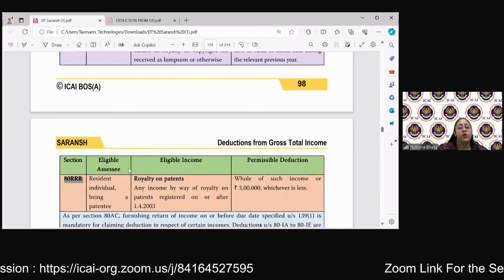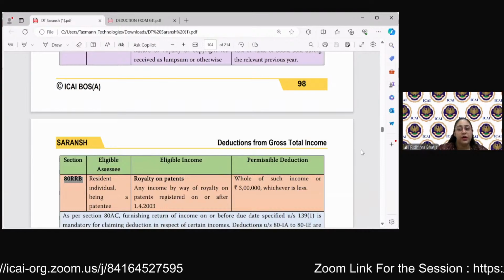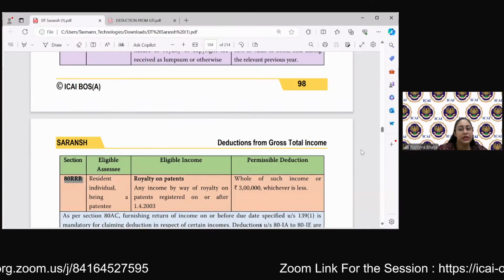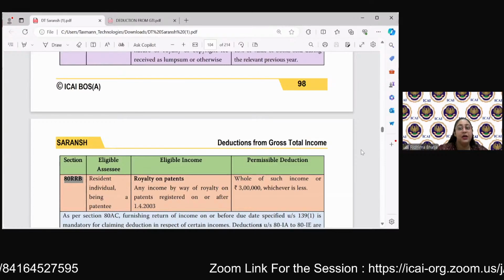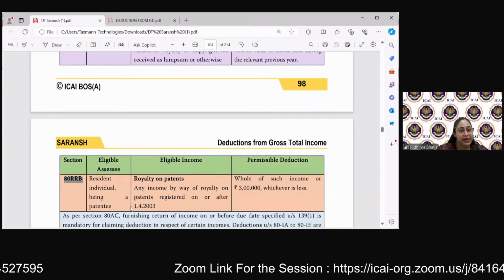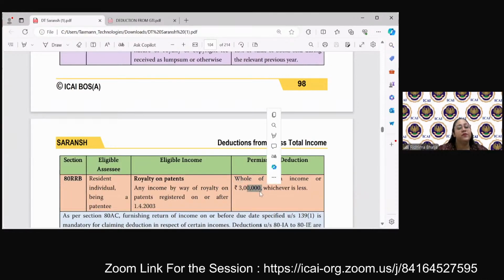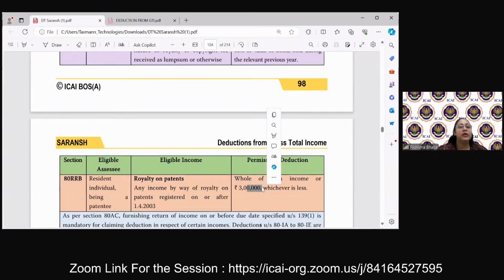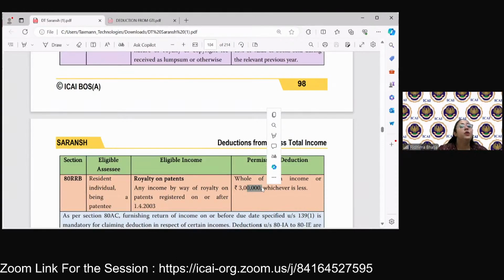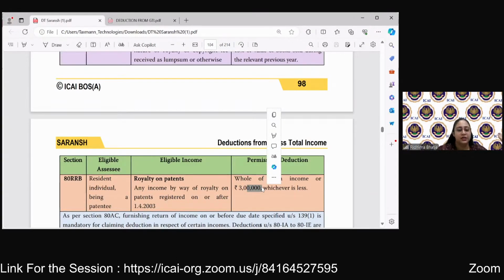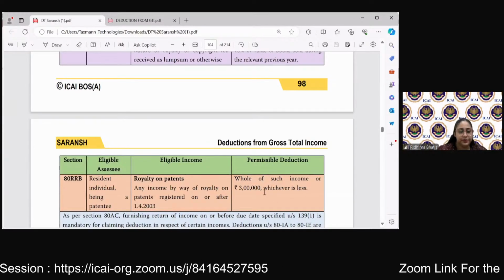So who will get the royalty? The person who have registered that patent, he will get the royalty. Now the royalty income would be taken under your PGBP part, but uska deduction would be allowed under 80 RRB. Kitna deduction allowed hoga? Simple. Royalty amount or 3 lakh, whichever is less. Very easy. Royalty अगर 15 लाख मिला, 3 लाख का deduction मिल जाएगा 80 RRB में. Royalty 2 लाख से 80 RRB में 2 lakhs का deduction. Royalty amount or maximum 3 lakhs.